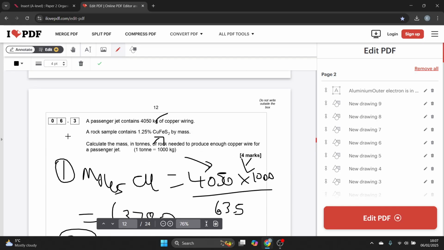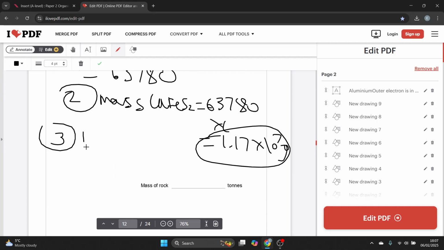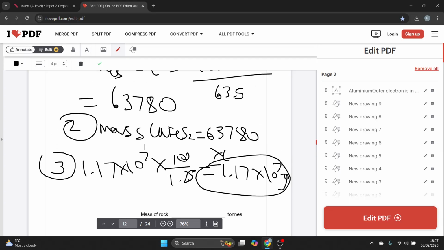But I don't want that. I want the mass of rock needed to produce enough copper wiring. So first thing I'm going to have to do is I know a rock sample contains this much by mass. And I want to find out the mass of rock. And I've got the mass of CuFeS2. So I know the rock sample contains this much of that by mass. So I'm going to do 1.17 times by 10 to the power 7 times by 100 divided by 1.25, and then that will give you the mass of ore.